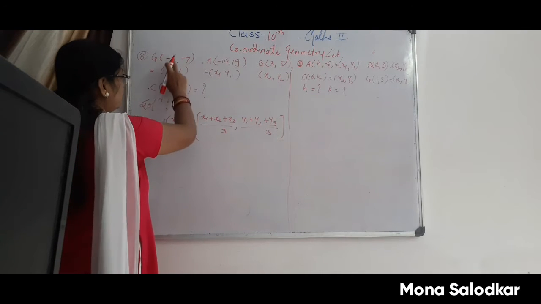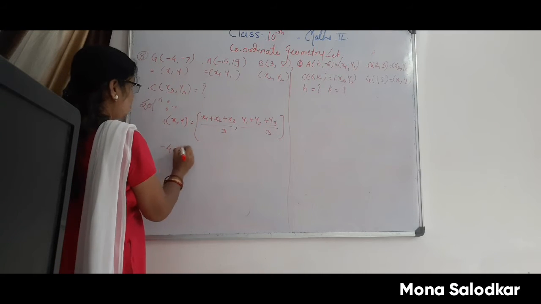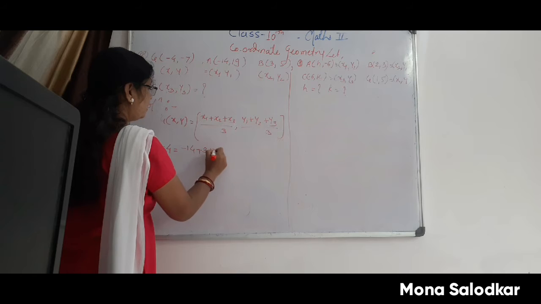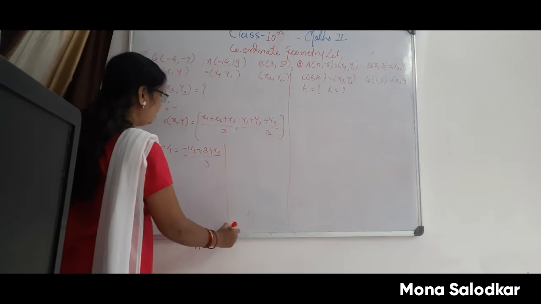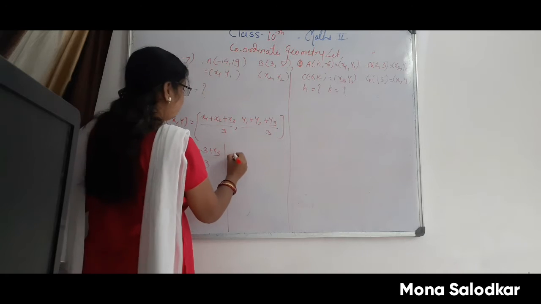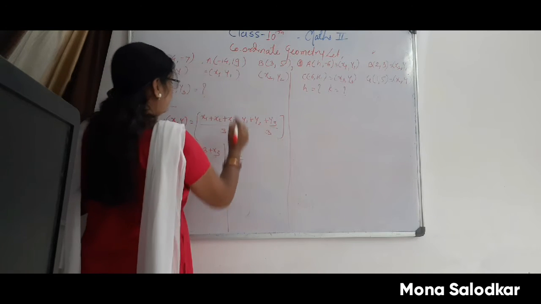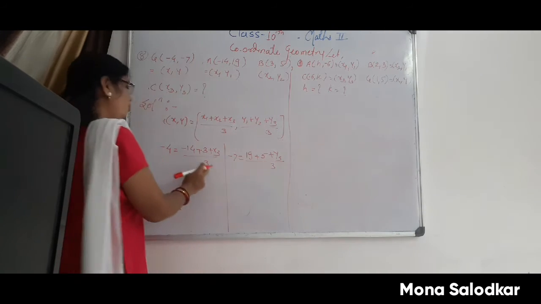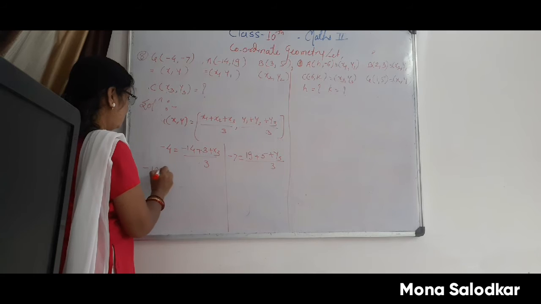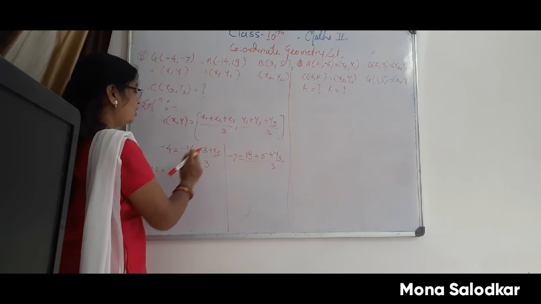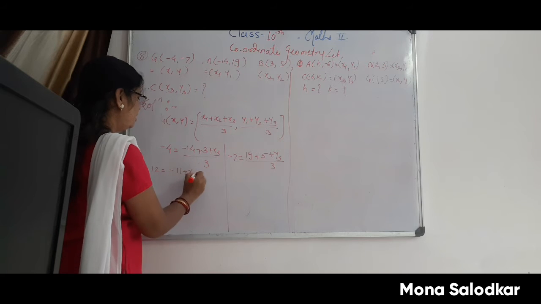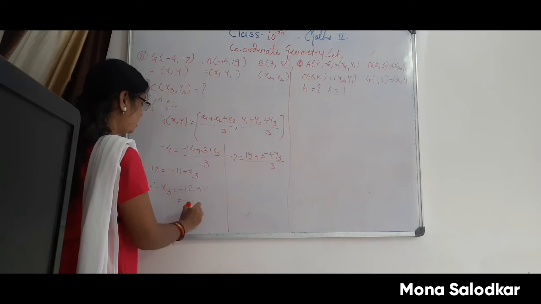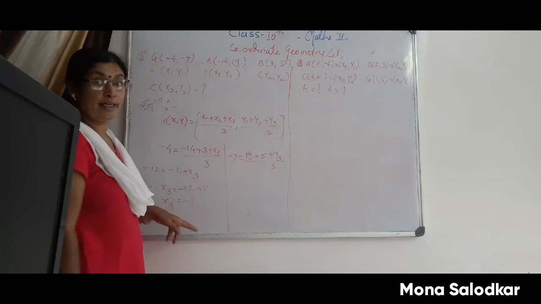So for x, what is given? x is minus 4. So take minus 4 is equal to x1 is minus 14, x2 is 3, and x3 you have to find out. And then for y, what is y? Minus 7; y1 is 19, y2 is 5, y3 you have to find out. Now do the cross multiply. 3 4s are 12, so minus 12 equals minus 14 plus 3, minus 11 plus x3, and therefore x3 is equal to minus 12 plus 11. What is your answer? Minus 1. So the first coordinate is minus 1.